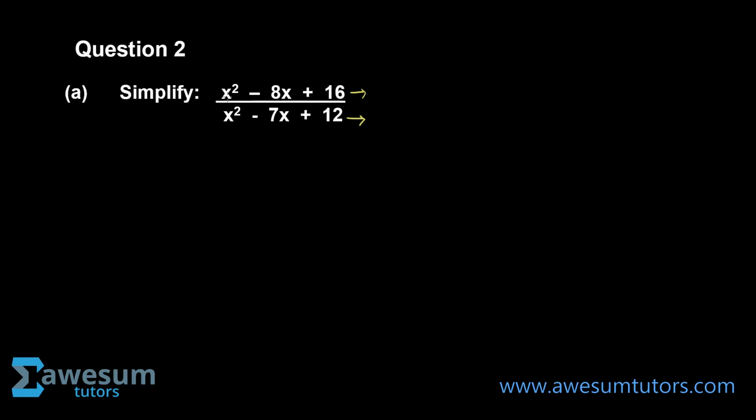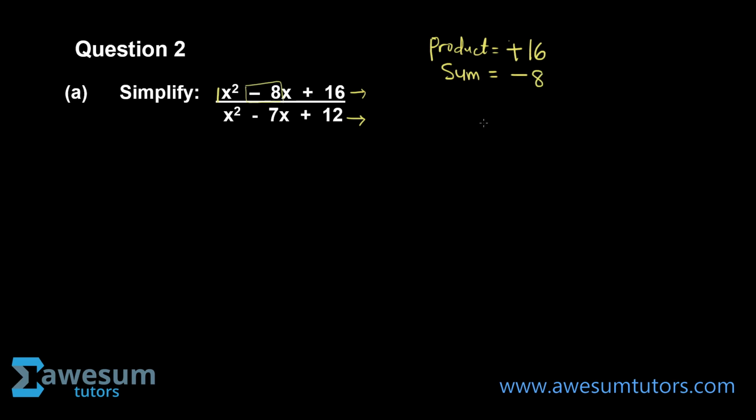If you take a look at this x squared, it has a coefficient of 1. 1 times 16 is 16. So how do you solve this by factorization? You have to look for two numbers that when you multiply them together, that's the product, give you 16, and when you add them together, that is the sum, give you minus 8.